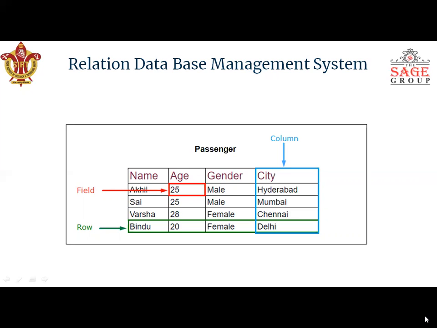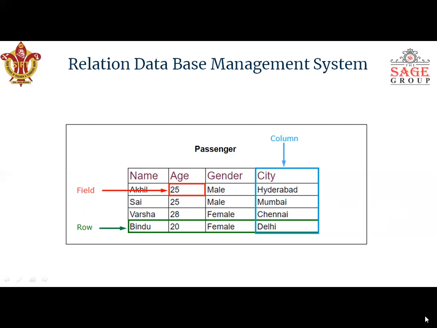So basically, each table has a number of columns. In this table, we have 4 columns. Each column has a unique value. For example, in the first row, there is a record of Akhil, whose age is 25, whose gender is male, and the city of that passenger is Hyderabad. So it indicates that a particular row is inserted in the passenger table.